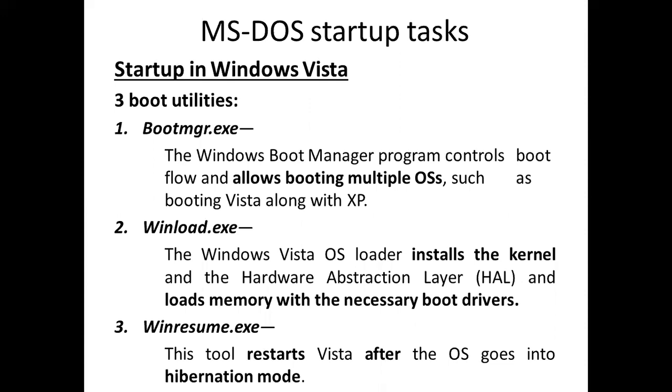Then there are three main utilities that are used. One is the bootmgr, WinLoad.exe and WinResume. Each has specific functionalities. For example, the first utility allows multiple operating systems to boot on the same machine. For example, Vista can be done along with XP. This case happens when you use some virtual machines. Then WinLoad installs the kernel and loads all the boot drivers. Then WinResume, after sleep mode, when you want to restart, this exe file is initiated to do the process.